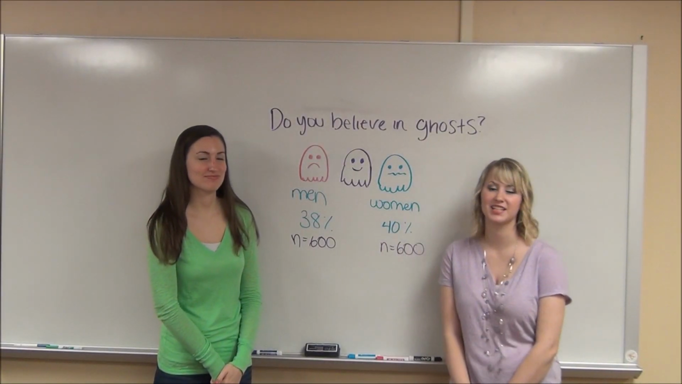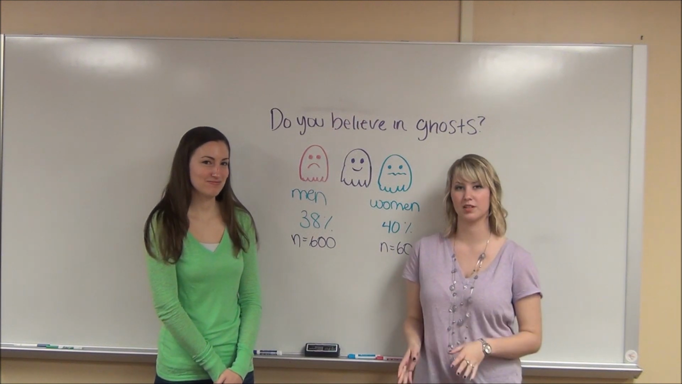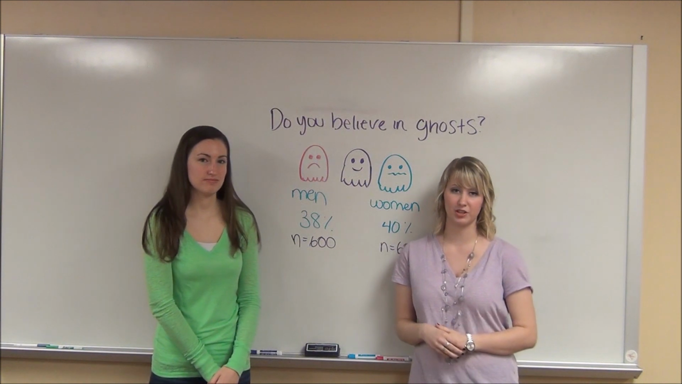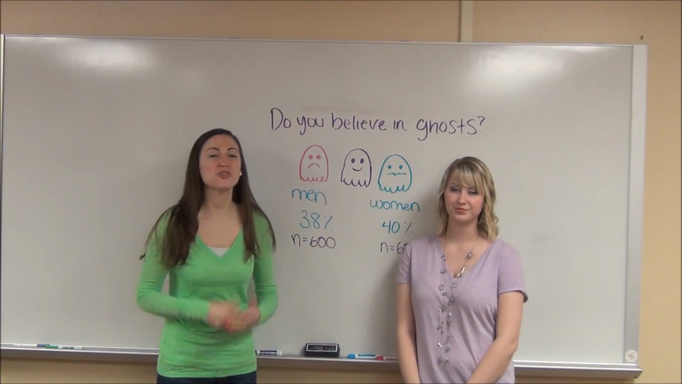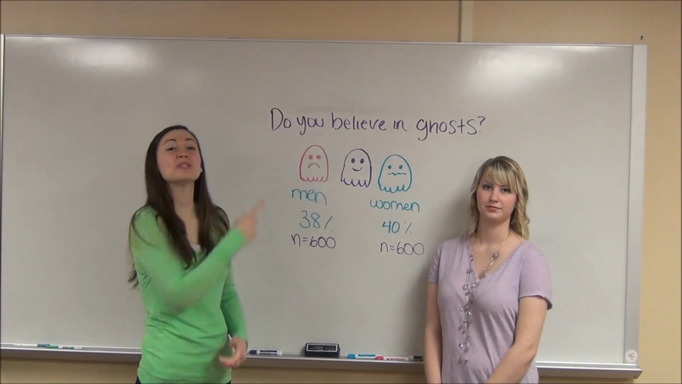In the two-sample z-test, we are testing hypotheses that compare the averages or percentages of two separate populations instead of one. And it's important to remember that you can only use this if the populations are independent of one another. So to illustrate the two-sample z-test, we came up with this question: do you believe in ghosts?